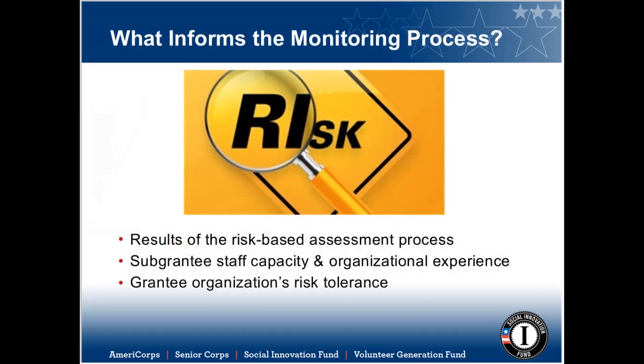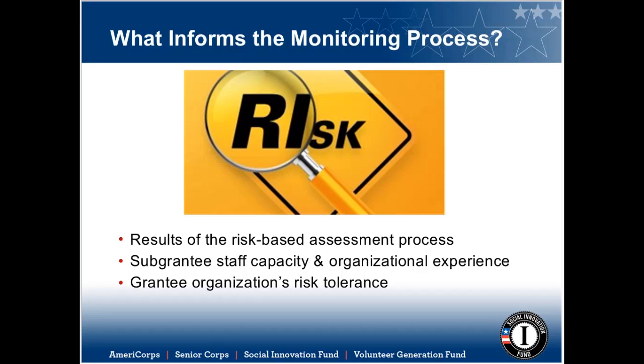Many new intermediaries may wonder what informs the monitoring plan and activities of a complex grant such as the SIF. Components of 2 CFR 200.331 require that intermediaries use a risk approach to evaluate sub-grantees' risk of noncompliance. Some intermediaries may perform a pre-award risk assessment as part of the selection process. If this is not completed prior to the award, it must be done as part of developing your monitoring process.